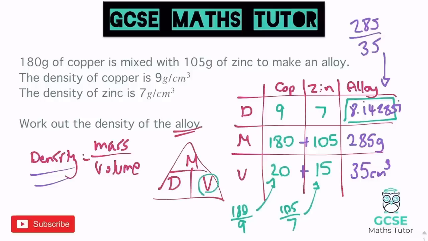Now this question would normally ask you to write that to 1 or 2 decimal places, so we would just round it however the question actually asks. But if it doesn't ask us, we write down the full number there, which is 8.142857 with those little recurring dots.